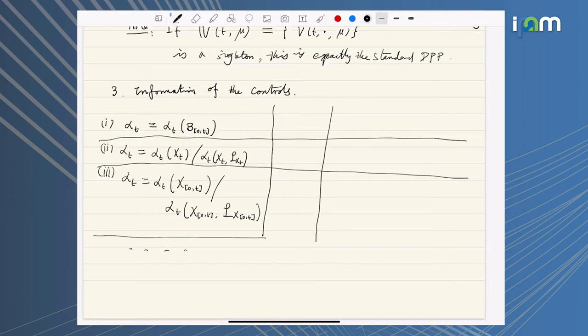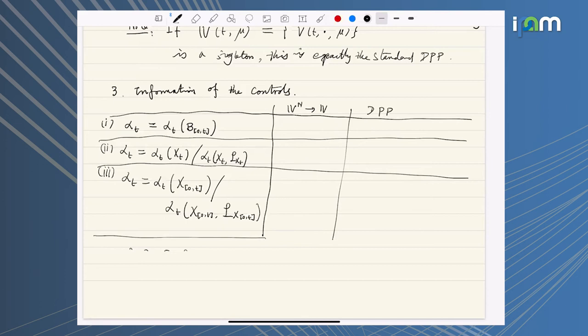So the first criterion is, does Vn converge to V or not? The second criterion is, does the DPP hold or not? And this, luckily, it's okay. They're all fine, at least for our model. Okay? And the DPP.